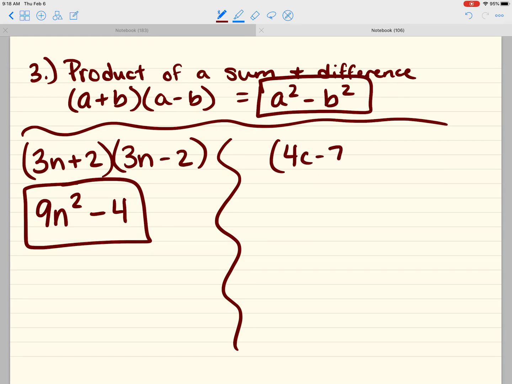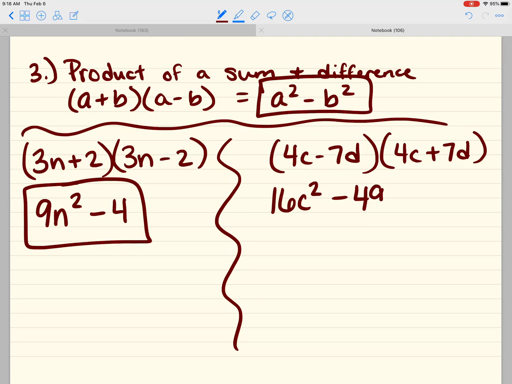Okay, then we're going to do (4c - 7d) times (4c + 7d). Okay, Sid, what about 4c times 4c? 16c squared. Good. Okay, and Jade, what about 7d times 7d? 49d squared. Perfect.